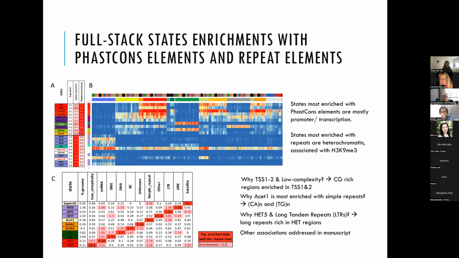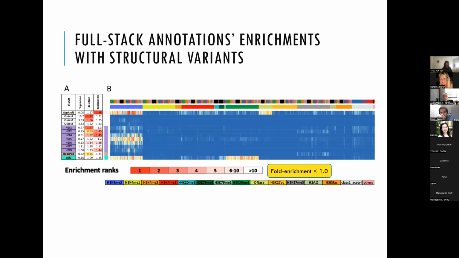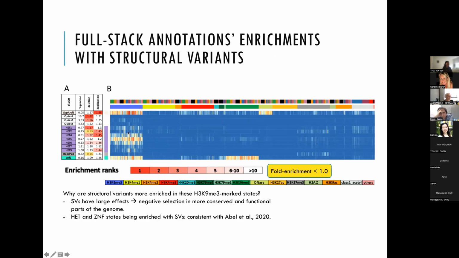And there are many other associations with repeat elements that we also address in our manuscript. We also looked at the full stack annotations enrichment with structural variants. Here I highlight the top 5 states that are enriched with either deletions or duplications. You can see that most of these states are quiescent or heterochromatin states, but they also show strong signals of the mark H3K9me3 right here.